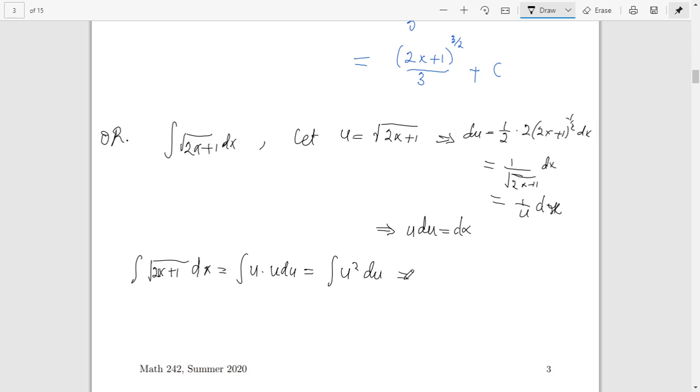So if I integrate this, I get u to the power of 3 over 3 plus c. But what was my u to the power of 3? My u was square root of 2x plus 1. So this is going to be square root of 2x plus 1, all to the power of 3, divided by 3 plus c.